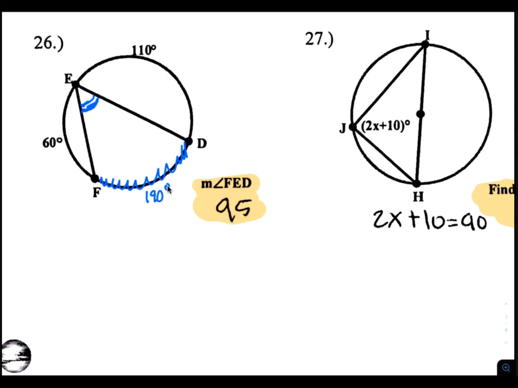All right, first, let's write in the missing arc around this circle. We know that this arc here is 110, this arc is 60, and so if you subtract both of these from 360, that leaves you with 190. We're trying to find the measure of angle FED, which is this marked angle. This angle is an inscribed angle, and an inscribed angle is half of its intercepted arc. So half of 190 is 95.